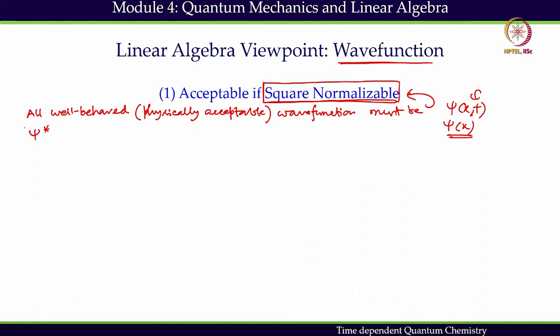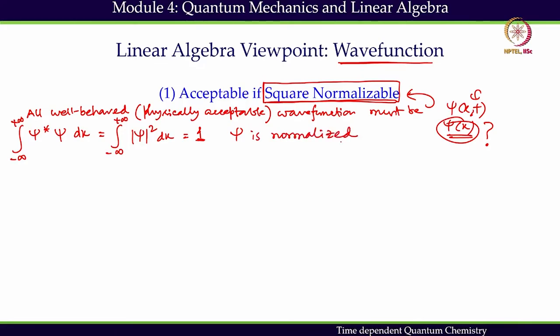What does it mean? It means that if I want to check whether this wave function is usable in quantum mechanics, then immediately I have to find out this integral from minus infinity to plus infinity of psi star psi dx. This is nothing but the integral from minus infinity to plus infinity of the square of the absolute value of psi dx is 1. It should be 1. This is called the normalization condition, and when it is 1, psi is normalized.